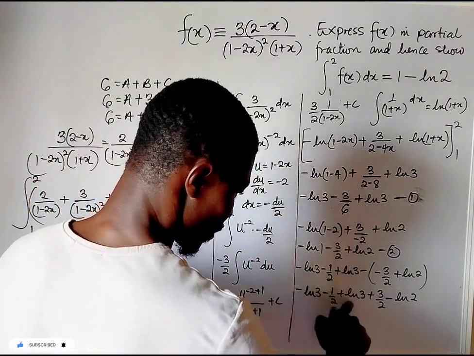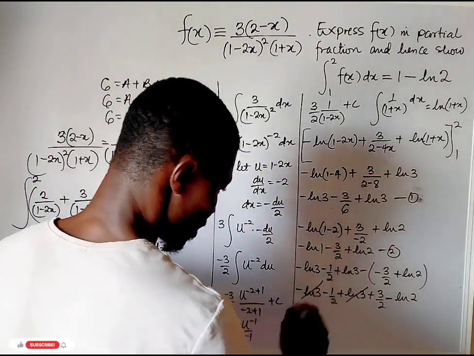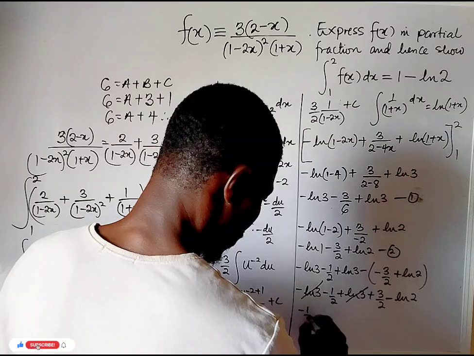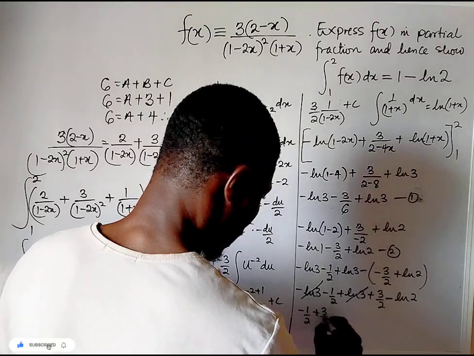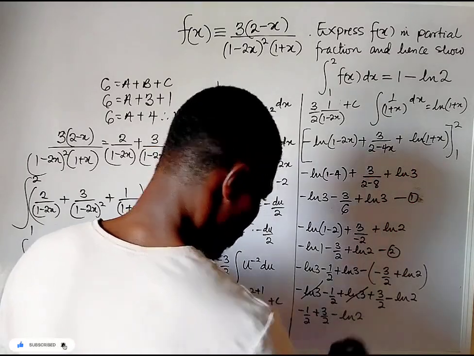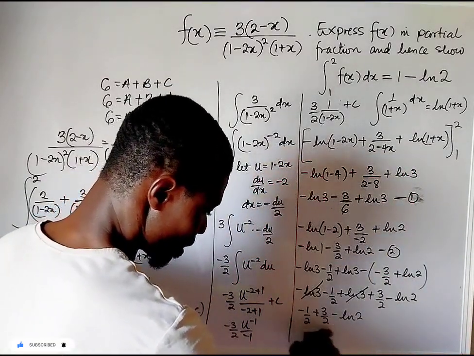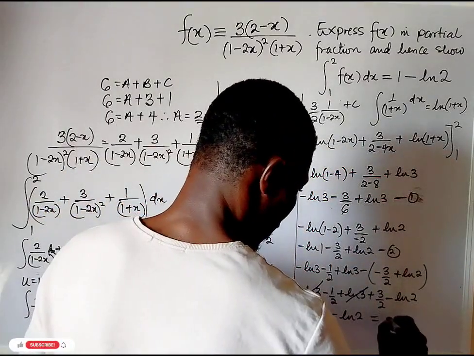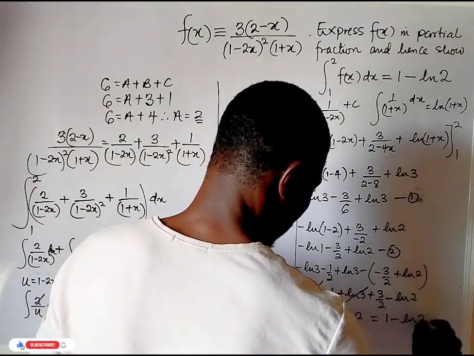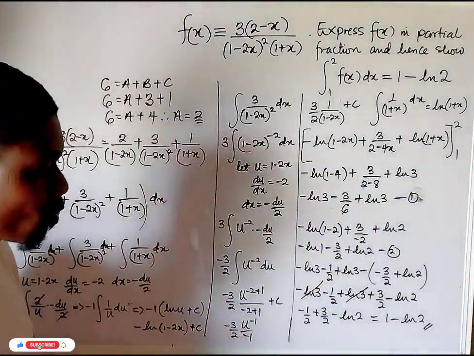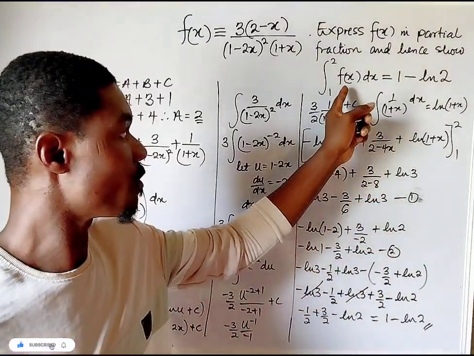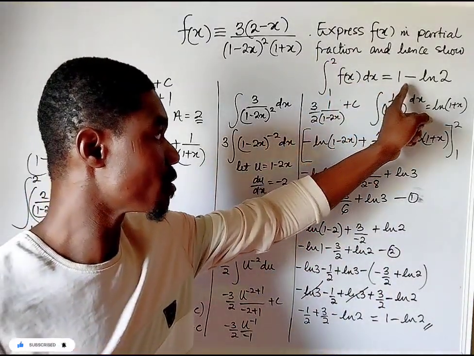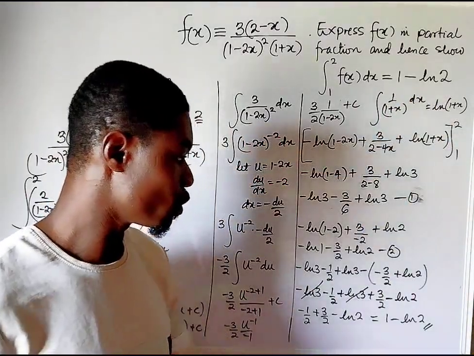Do you have a common term here? Minus ln 3 plus ln 3 will eliminate. So here we have minus 1 all over 2 plus 3 all over 2 minus ln 2. If we find the LCM of this, we end up with 1. So we end up having 1 minus ln 2. We have now shown that the integral of f of x with the limits 2 and 1 equals 1 minus ln 2.